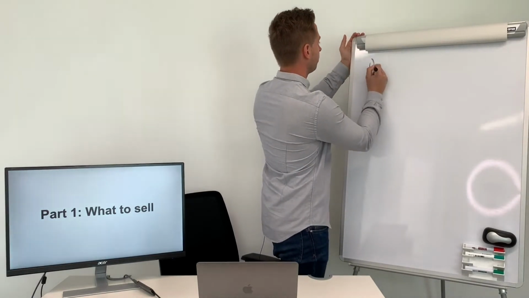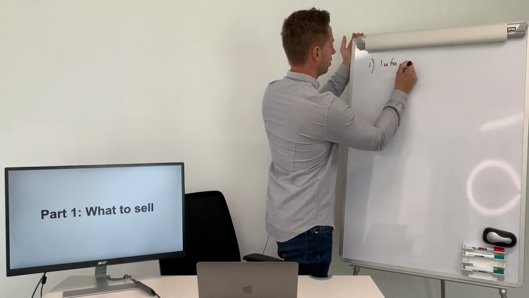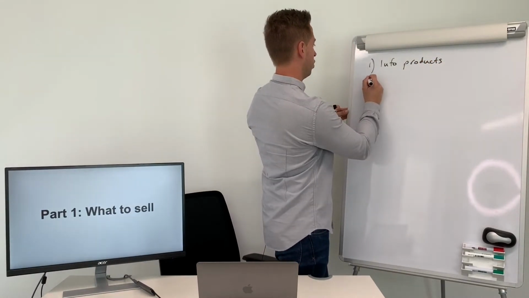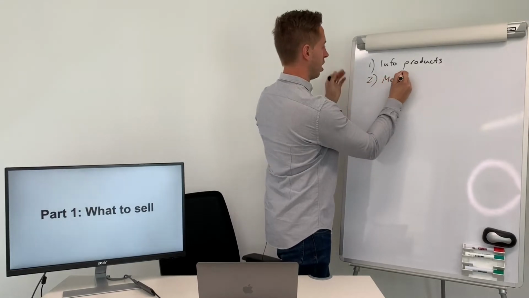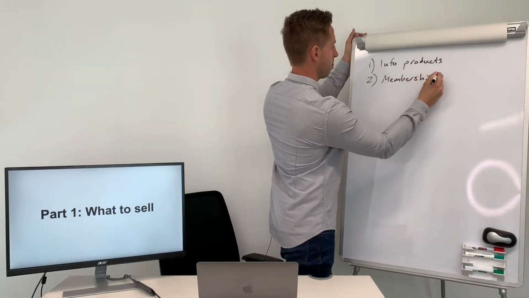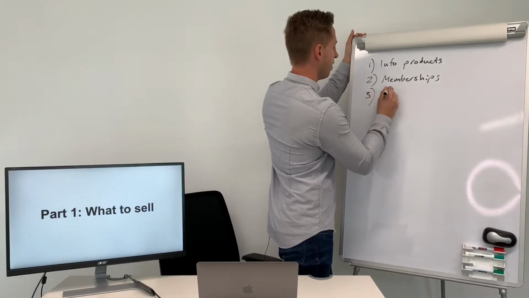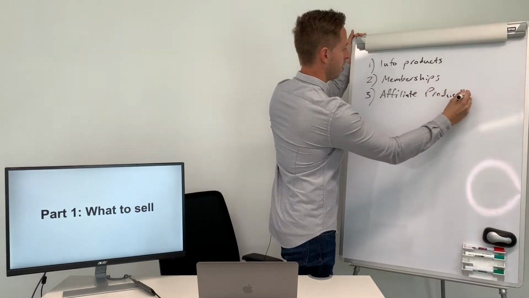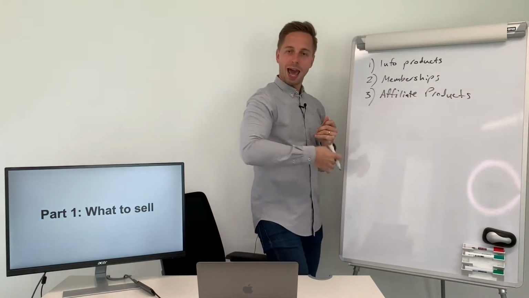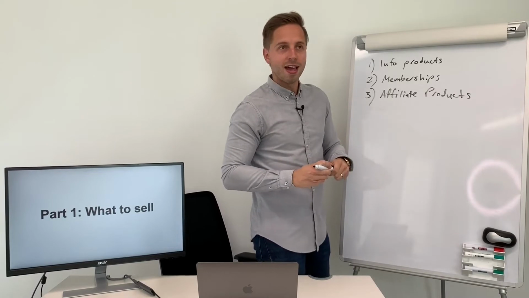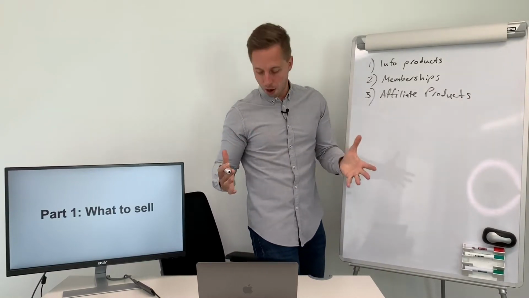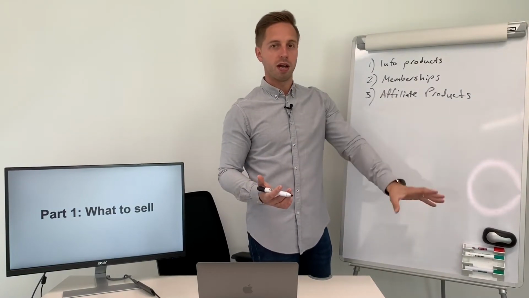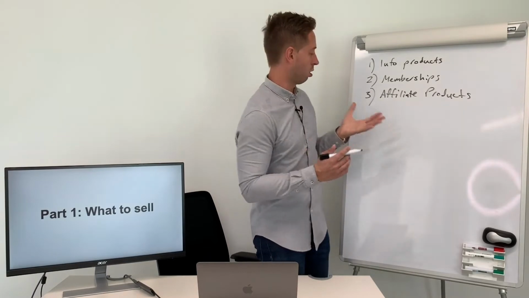Number one, info products. It's not the greatest of pens. Number two, we've got things like membership sites. Number three, we have affiliate products. That's where you take someone else's product and sell it on their behalf. Affiliate product is basically like referral marketing. If you've ever referred a friend to another friend, that's basically affiliate marketing, it's just online.